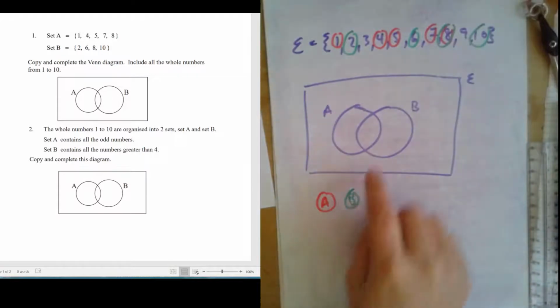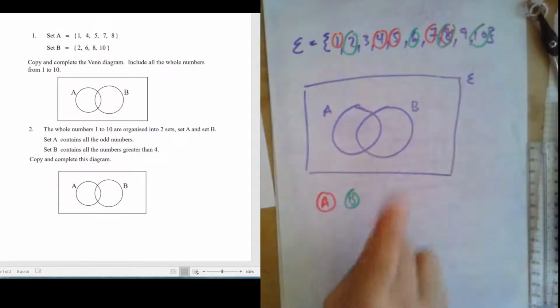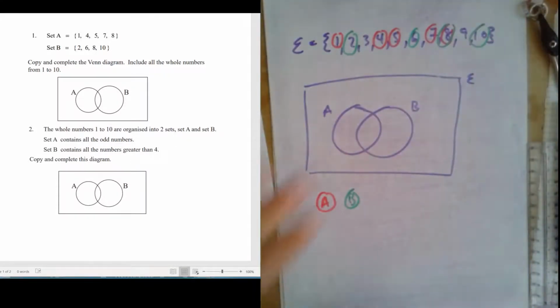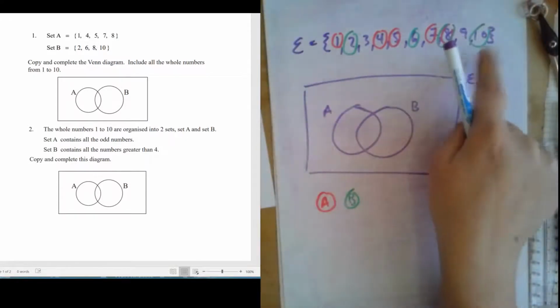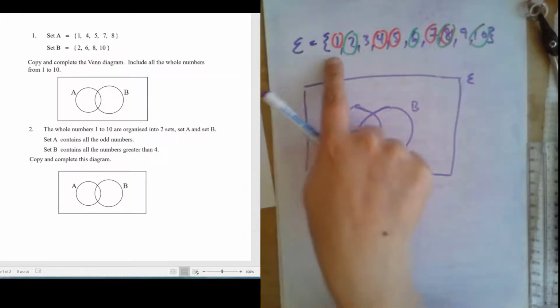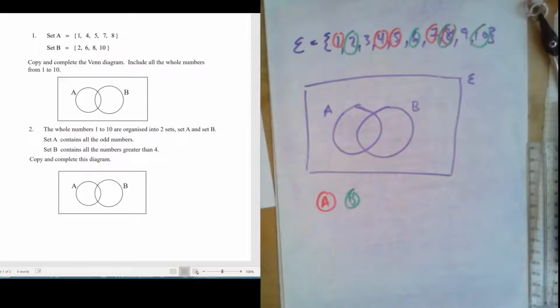So the first thing I want to look at is this part here, okay? So I need something that is both part of A, because there's your circle for A, but it's also part of B. So do I have any numbers in here which are both red and green? Okay, so when I'm looking, there's only this one, okay? So this 8 must be the thing that's in between.